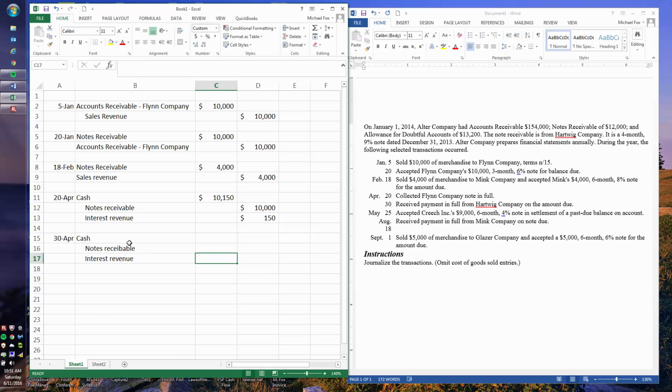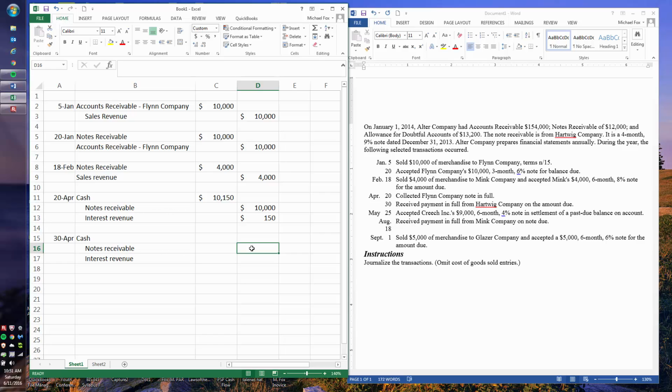Again, the notes receivable is easy. That's the amount owed to us. Let's see, how much did Hartwig owe us? That's up at the top, right? On January 1st, Alter Company had accounts receivable of $154,000, notes receivable of $12,000, and allowance for doubtful accounts of $13,200. The note receivable is from Hartwig Company. It is a 4-month, 9% note dated December 31st, 2013. Alter Company prepares financial statements annually. During the year, the following selected transactions occurred.